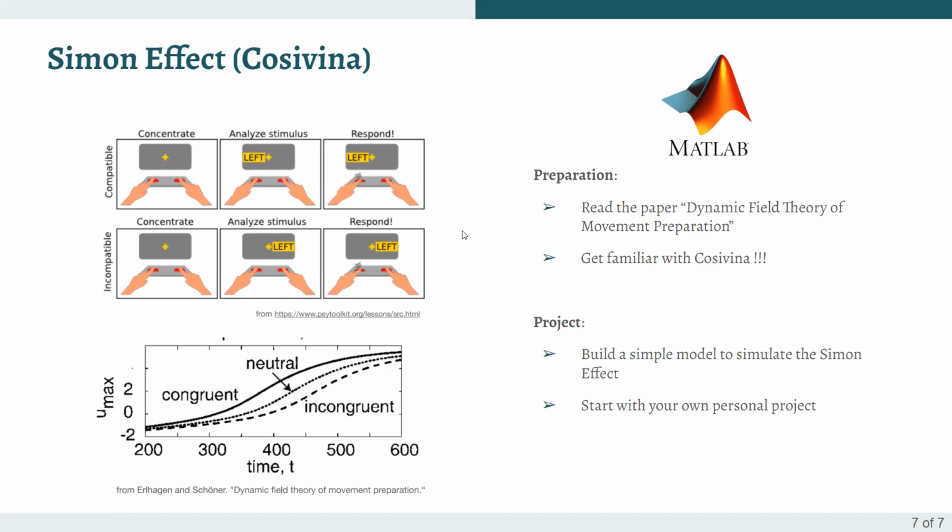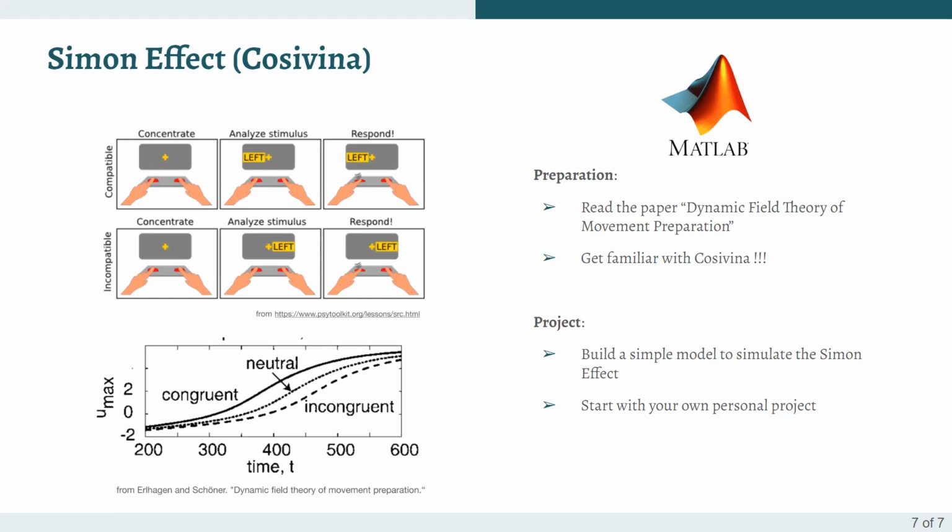So there is a model already in DFT, and the idea was that you first rebuild this with Covina. For that, you need a little bit of programming experience, either from MATLAB or Python, which is, I think, similar enough. And then later you could think of some way in which you want to extend the Simon effect here, or maybe also build your own experiment. Maybe you have an idea there.